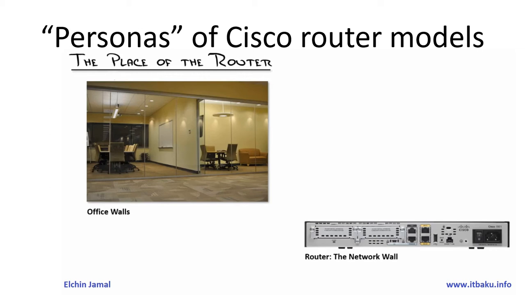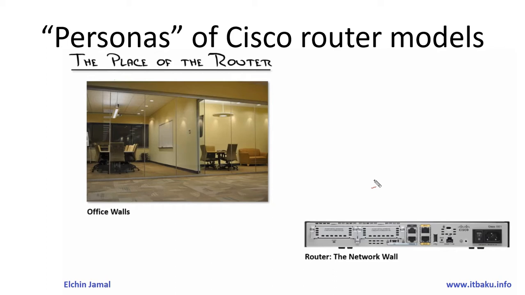Cisco routers. What is it? What is a router and what does it do? We can compare the router with a wall in a building. A wall in the building isolates one room from another room. We know that. And routers isolate one network from another network. But additionally, routers can do routing functions. That's why they are called routers.